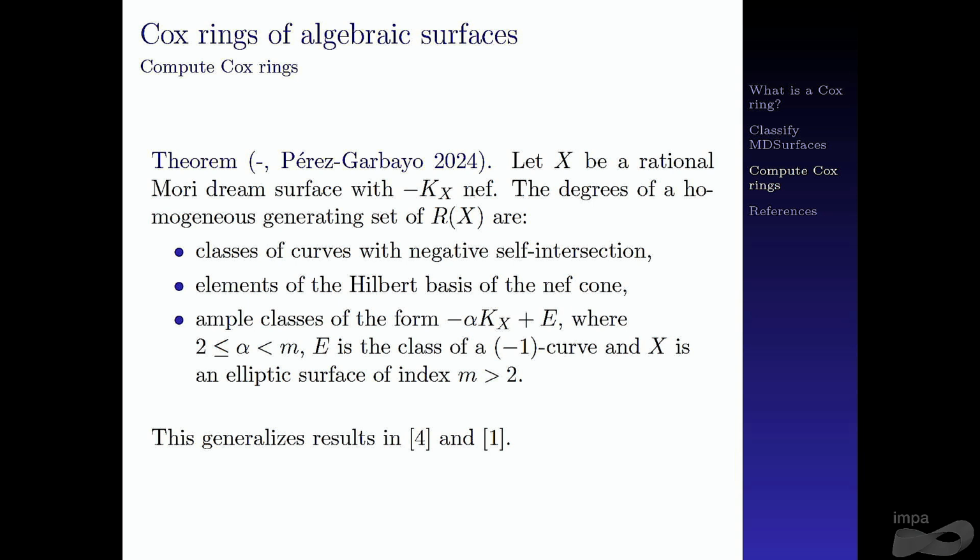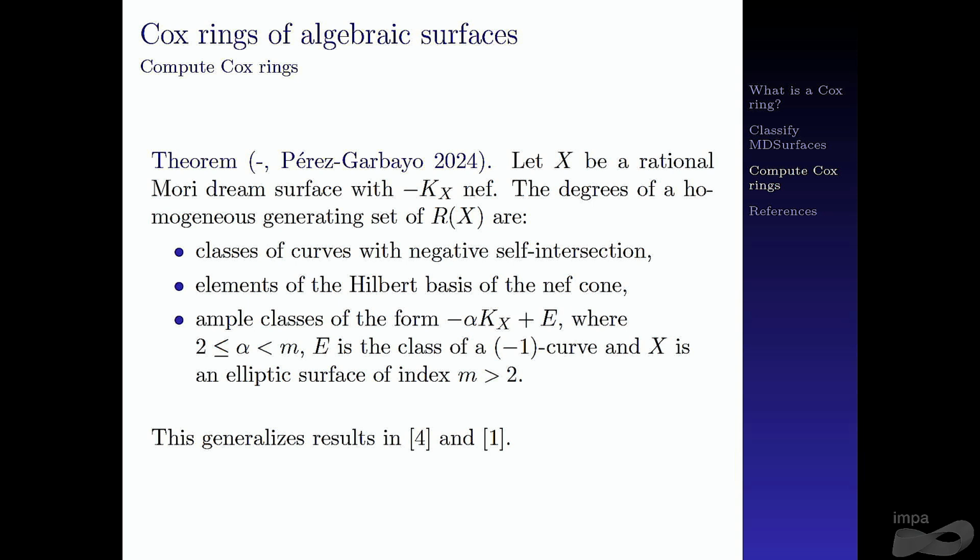This result generalizes results in papers by Derenthal. Derenthal already studied Cox rings of weak del Pezzo surfaces, but with a different proof, which was more inductive, going down by blowing down and connecting to the Cox ring downstairs. And so this result is more uniform. It also generalizes a previous result by Alice Garbagnati, Antonio Laface, and myself, where we studied the Cox ring of extremal rational elliptic surfaces with a section, so the case m equal to 1.